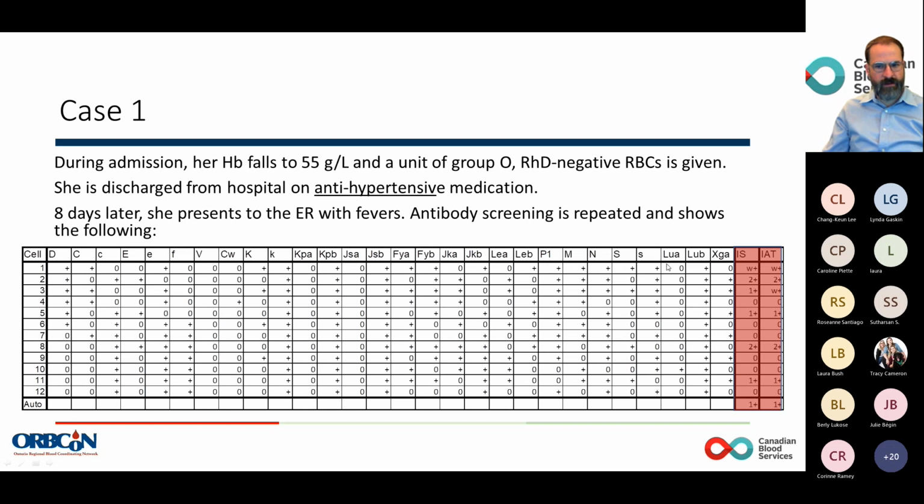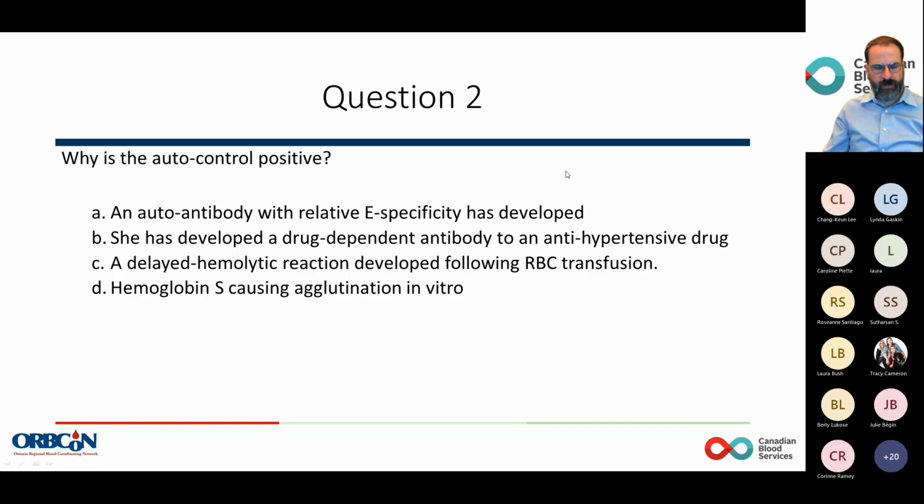So what we're seeing on this panel is mixed reactivity, both at immediate spin and at IAT phase, but with similar reactivities between the two of them, and an autocontrol that is positive, 1+. Question 2 is, why is the autocontrol positive?